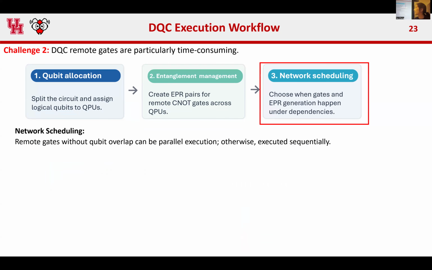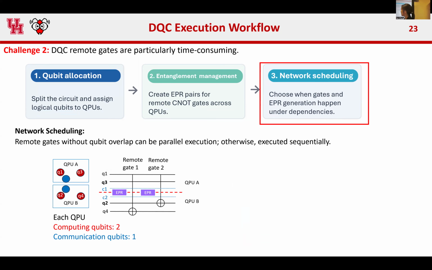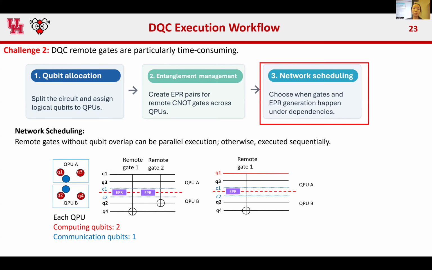And then is the network scheduling part, the last step. Remote gates without qubit overlap can be executed in parallel, otherwise executed sequentially. For this example, we can see there are 2 remote gates, but these 2 remote gates have a qubit overlap, Q1, right? So these 2 remote gates can only be executed sequentially. It means we first do remote gate 1, and after that, remote gate 2.